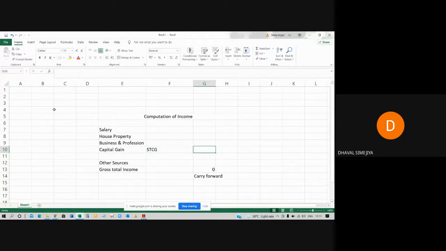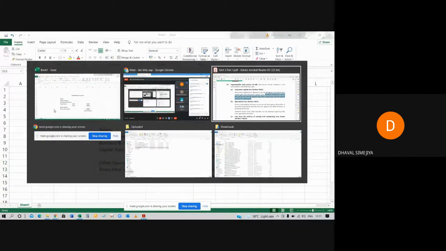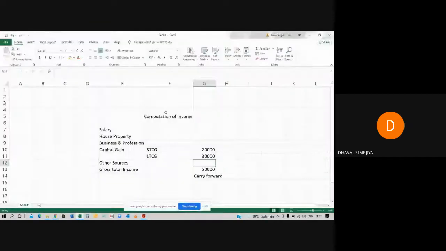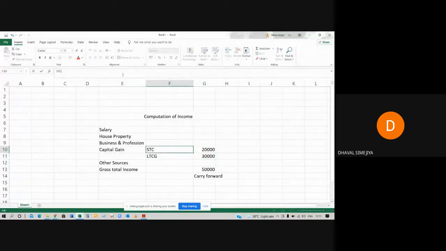For example, in capital gain, I have short-term capital gain and long-term capital gain of 20,000 and 30,000. Then my total income is 50,000. Gross total income is 50,000. Now, as written here, short-term capital loss is allowed to be set off from long-term capital gain. For example, I am facing a short-term capital loss of 20,000 rupees. So this 20,000 rupees will be set off from long-term capital gain.